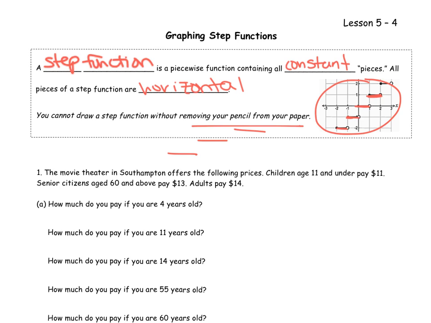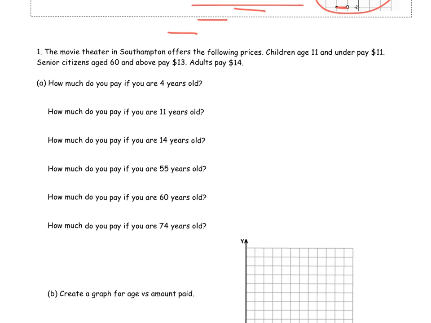We have the movie theater in Southampton offers the following prices. Children ages 11 and under pay $11. So if you're age 11 and under, you're paying $11. Senior citizens that are age 60 and above pay $13. And then anyone who is an adult will pay $14. So let's take a look at these scenarios.